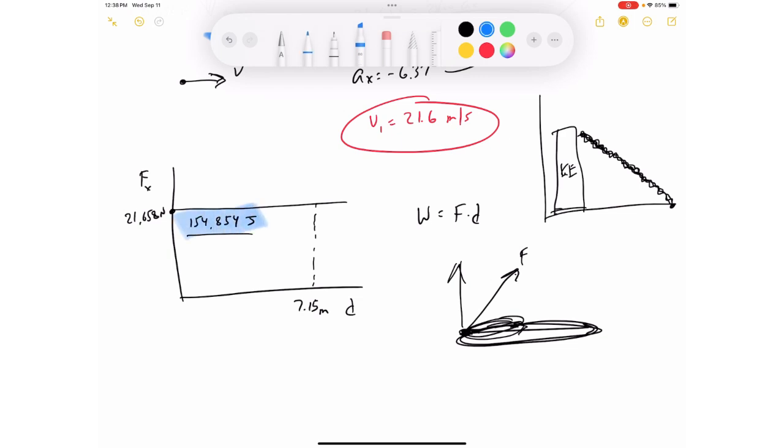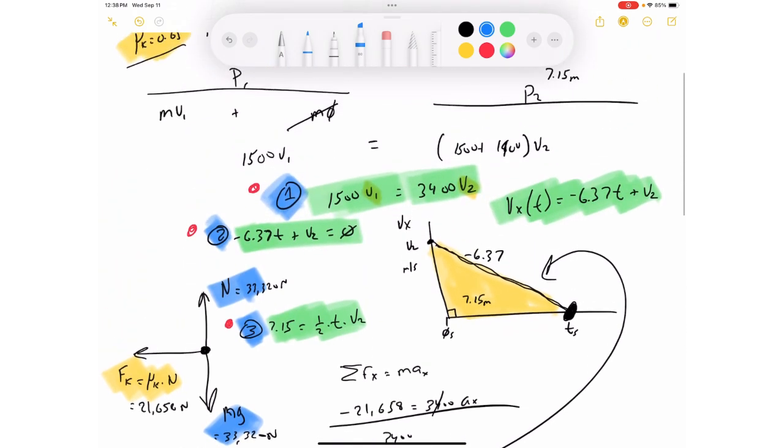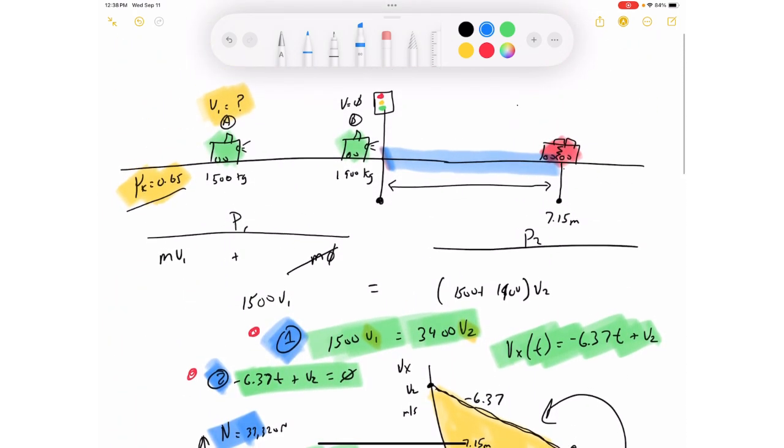So back to this thing right here. This 154,854 joules. Where did that initially come from? Well, it came from the kinetic energy. And if I know the kinetic energy, then I know its velocity. It's important to remember what velocity we're talking about. We're talking about from this point right here, after the collision. So after the collision, right here, I'm drawing with my pen.